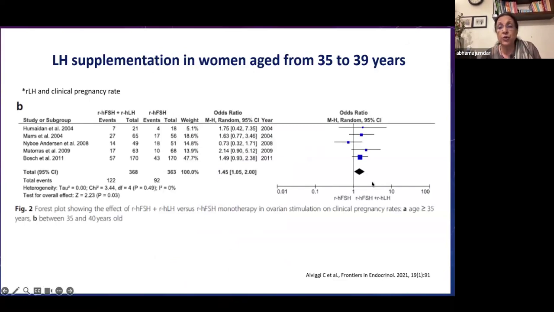Most of the studies on this forest plot show that the moment we add LH, the diamond shifts to the right. So we get more clinical pregnancy rates compared to FSH monotherapy in ovarian stimulation.